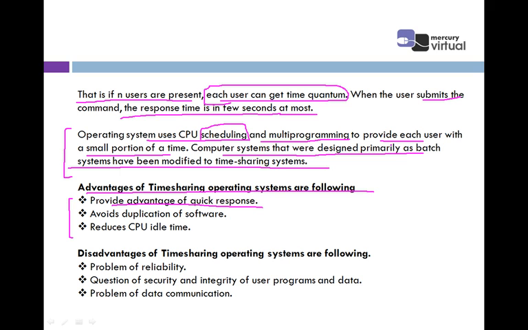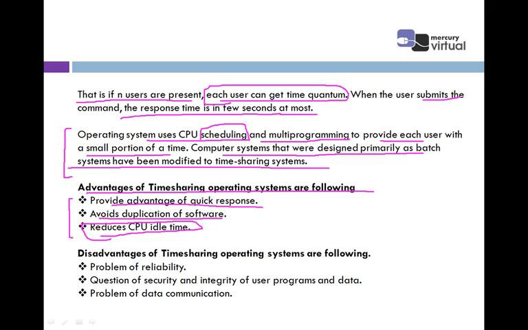Next advantage says avoids duplication of software. Means there is no duplication of software. If I'm using one software, you are using the same software, so we can interact with the help of the same software. Next point, last point, reduce CPU idle time. Means CPU is not sitting idle when there is no work. As you are using the system, I am using the system, so the CPU is never left blank or idle. So these are the three main advantages of the time sharing operating system, right?